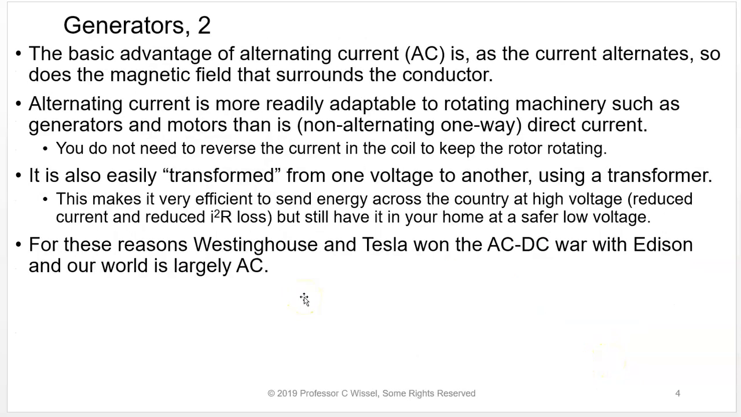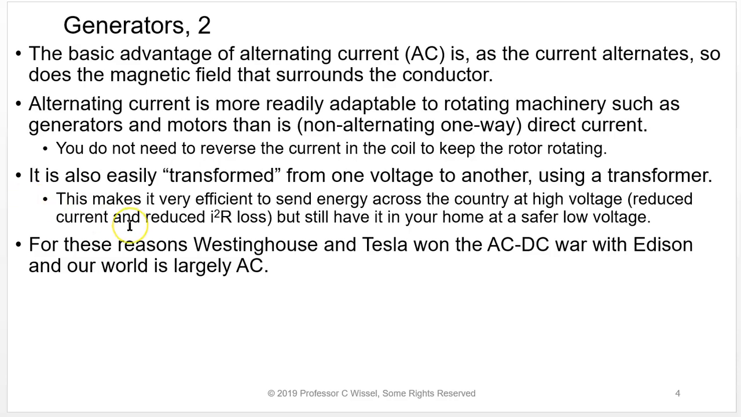The basic advantage of alternating current, that is AC, is that as the current alternates, so does the magnetic field that surrounds the conductor. Alternating current is more readily adaptable to rotating machinery, such as generators and motors, than is non-alternating one-way direct current. And remember in the DC motor, in order to keep the motor running, you had to reverse the current. Otherwise, the coil would go to a certain position and stop. Alternating current does that automatically. You don't have to have a special device to reverse the current.